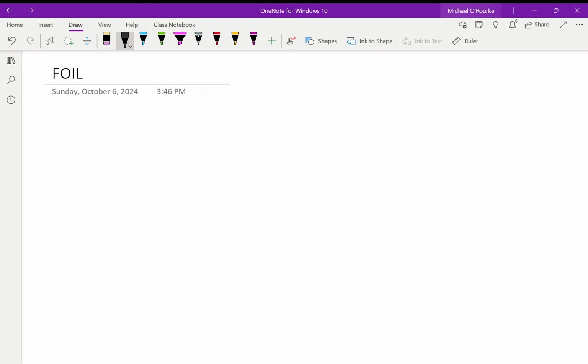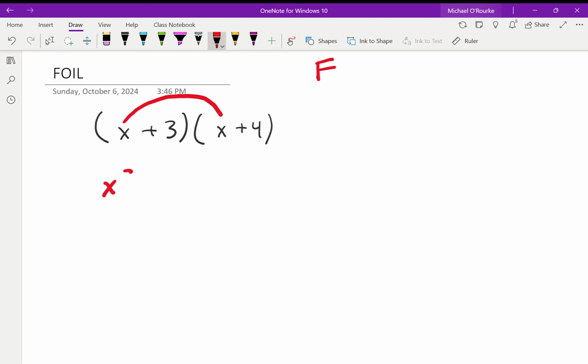Okay, so you should be back from your pause. Everyone should have a whiteboard and marker. Let's review yesterday real quick. If we had x plus 3 and x plus 4, we're going to FOIL. First one's first. X times x is x squared. That's our first letter, the first of each one.